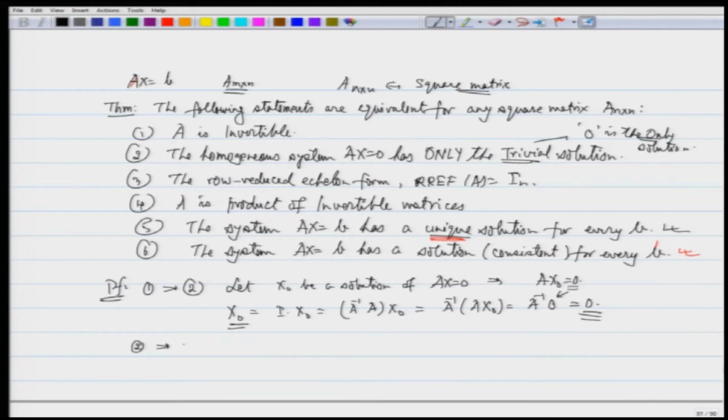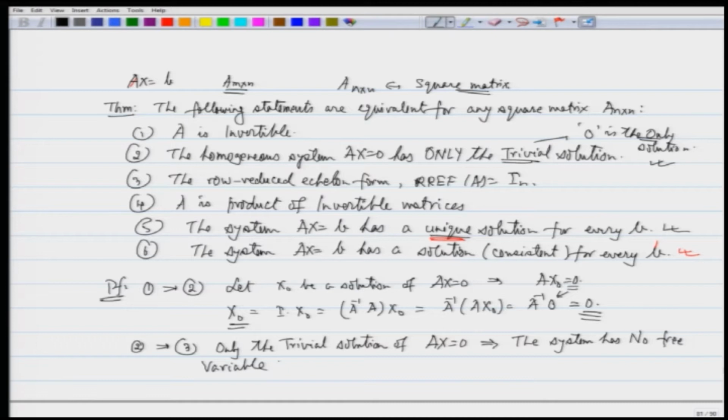Now, let us look at 2 implies 3. The 2 says that the system has only the trivial solution, fine. What does it mean? This implies that the system has no free variable, because if a system has a free variable, then it has an infinite number of solutions, but here it says that it has only the trivial solution, there is only one solution. So, there is no free variable, and this implies every variable is a basic variable.